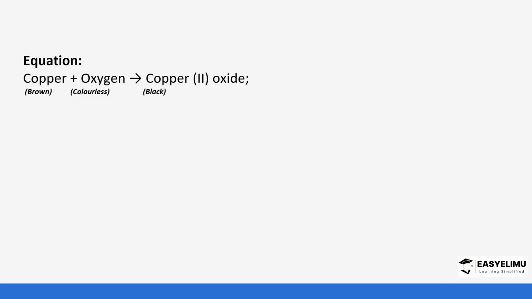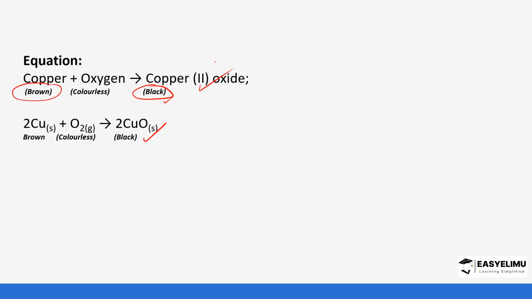So what is the equation for the reaction? Copper reacts with oxygen to form copper 2 oxide, and this is the equation. Note the colors as we discussed previously: it turns from brown to black. The chemical equation is shown below.